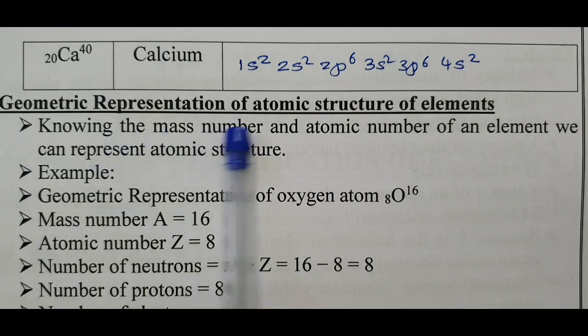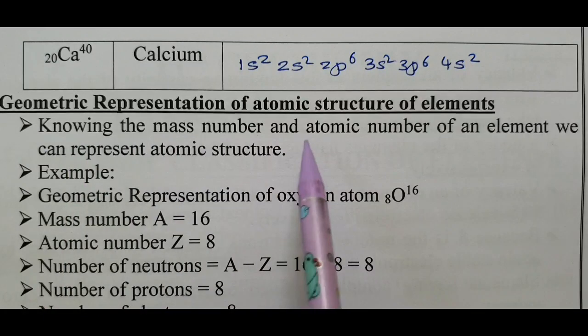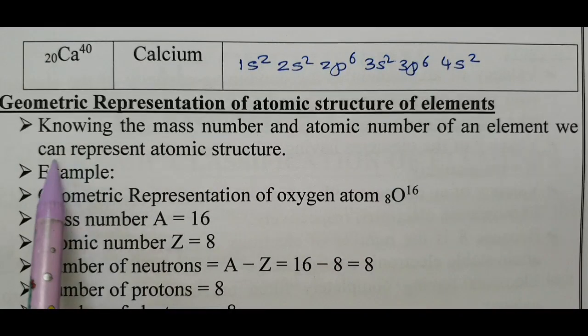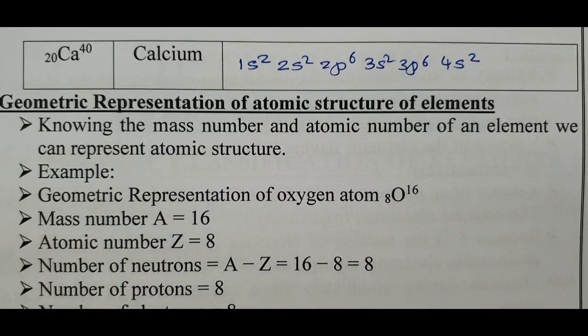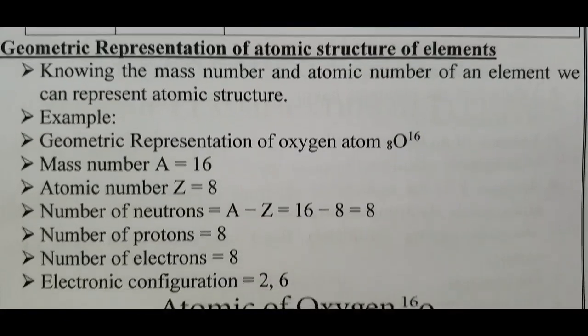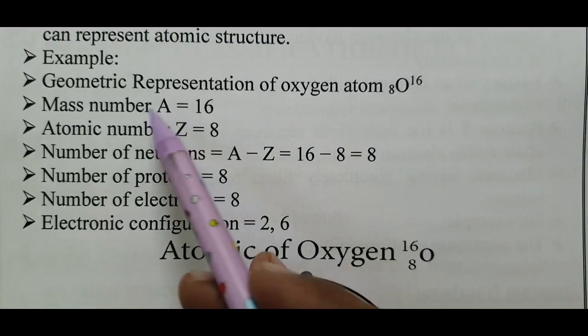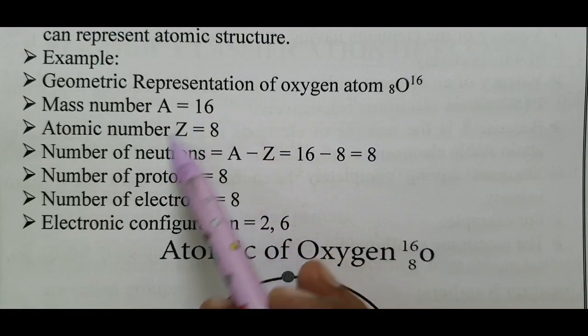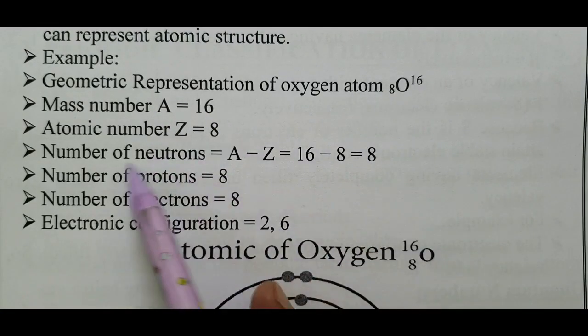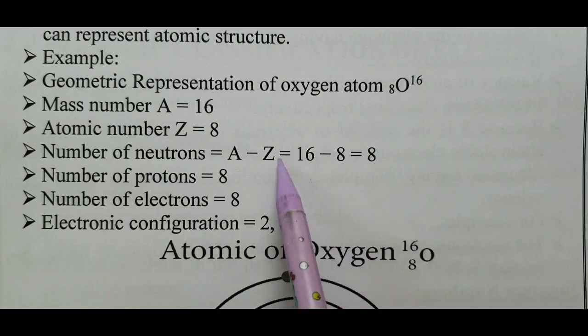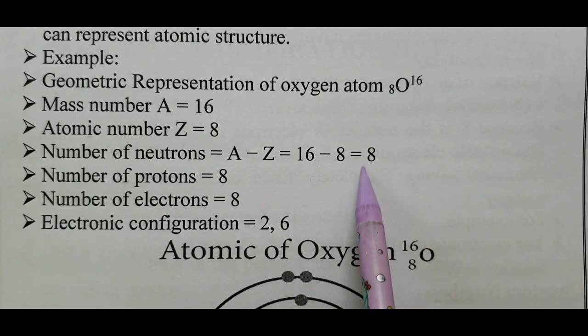Now, geometrical representation of atomic structure of an element. Knowing the mass number and atomic number of an element, we can represent atomic structure. For example, the geometric representation of the oxygen atom is 8O16. Mass number A equal to 16, atomic number Z equal to 8, number of neutrons A minus Z equal to 16 minus 8 equal to 8.